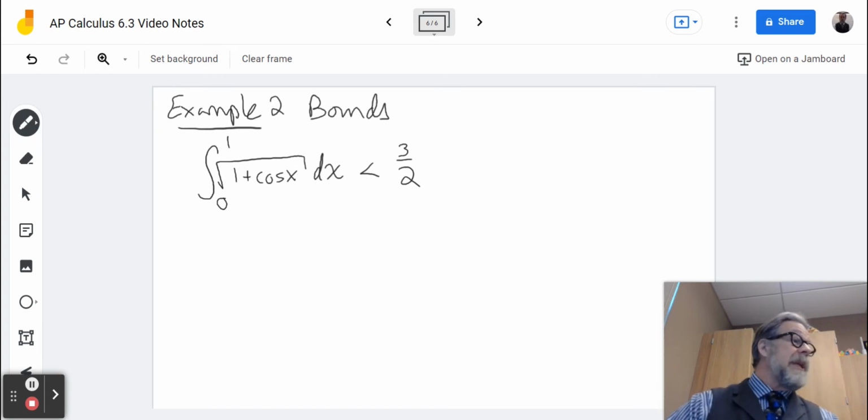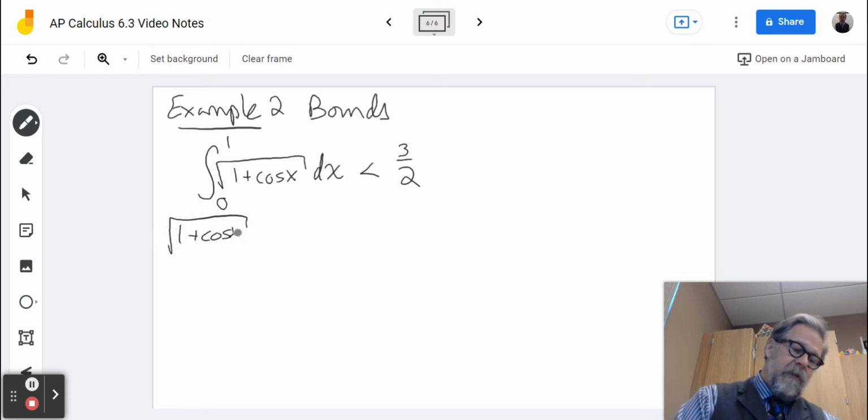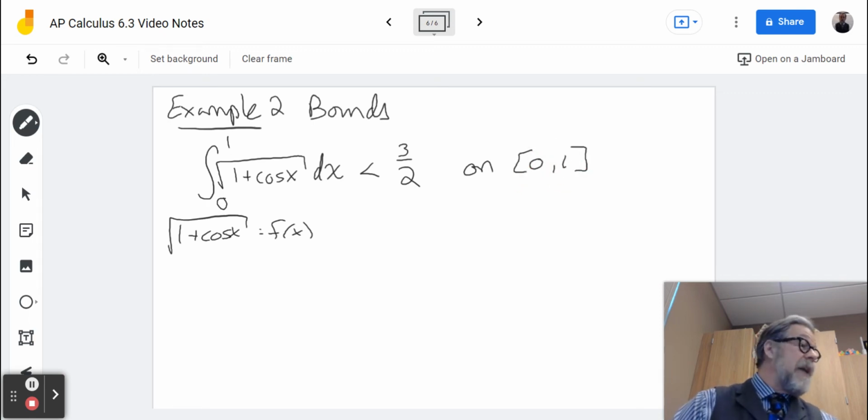So let's look at the min-max. Let's just look at the square root of 1 plus cosine of x. This is f of x. Oh, by the way, we're on the interval 0, 1. That's sort of important. I don't actually care about the minimum. I'm trying to find a maximum. So the maximum this is ever going to go, we know that cosine of x is always less than or equal to 1. So the max value of f in this case is square root of 2.